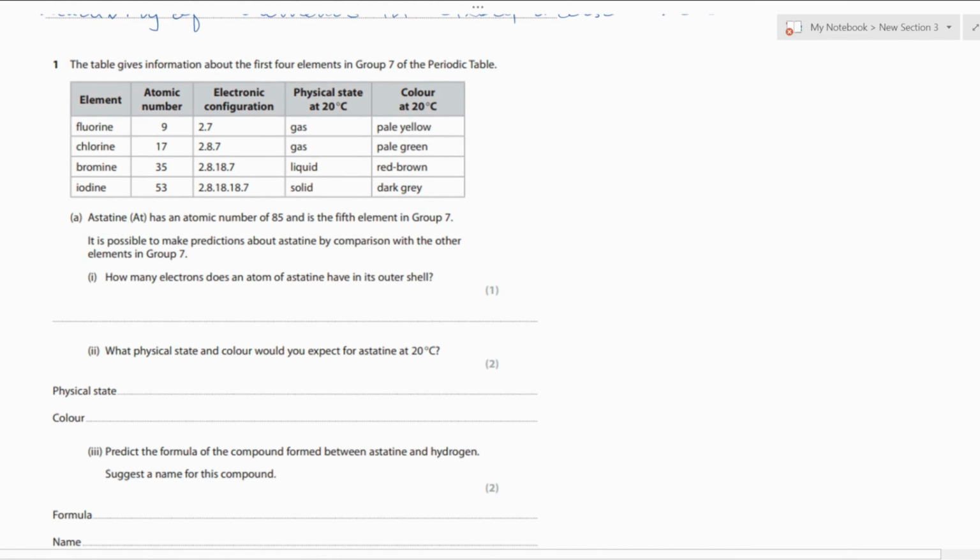Again, group 7 is given, and you have to tell the reactivity for this one. Let's predict the reactivity for the halogens. Astatine has the atomic number of 85 and is the fifth element in group 7. Is it possible to make prediction about the astatine? How many electrons does the astatine have in the outer shell? 7, because it belongs to group 7. Okay. And what is your prediction? What is the physical state and color? This question we have discussed already.